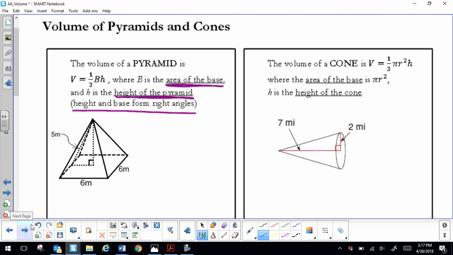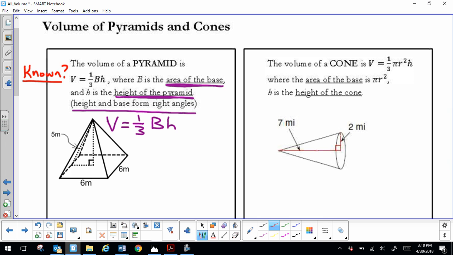You guys have those in front of you. All right. So again, I like to do this every single time. The volume is equal to 1/3 big B times H. That way I've got my safety net. And then I'm going to make a little list of things that I know. What is the known information given to me?